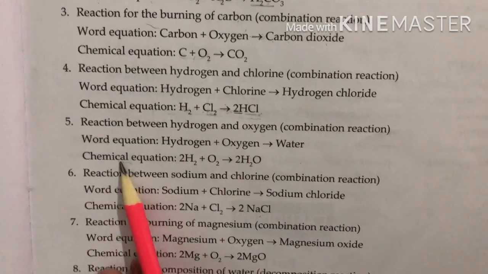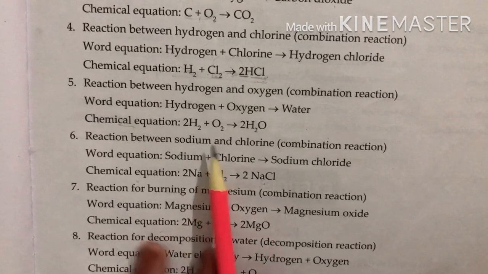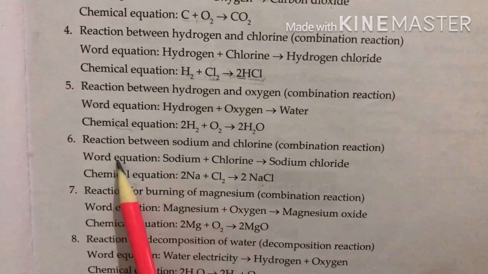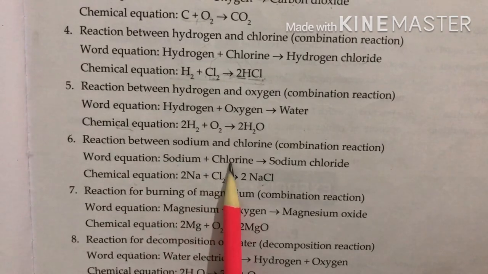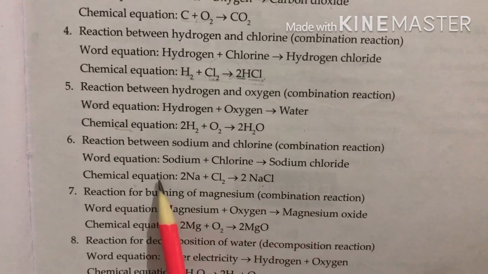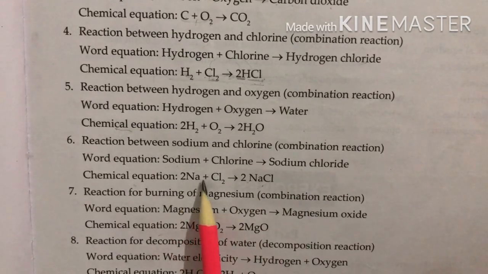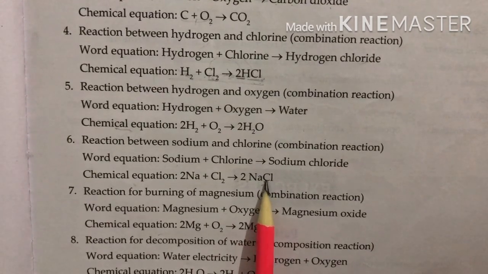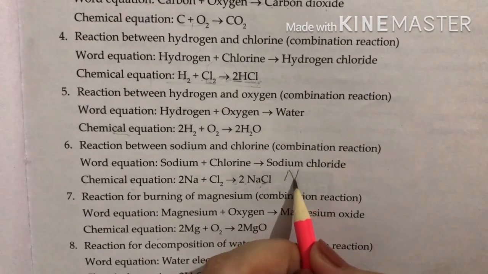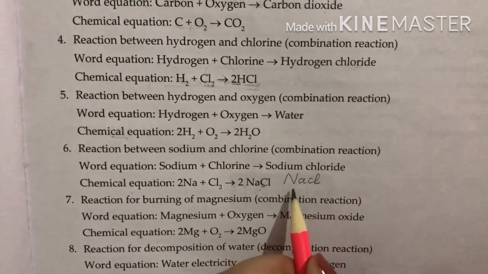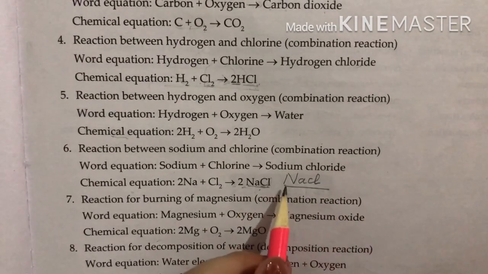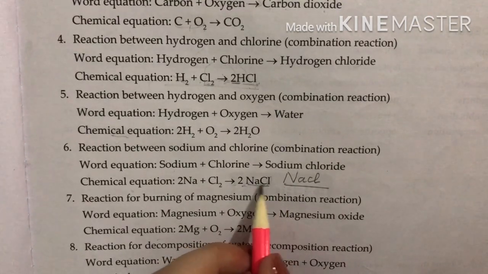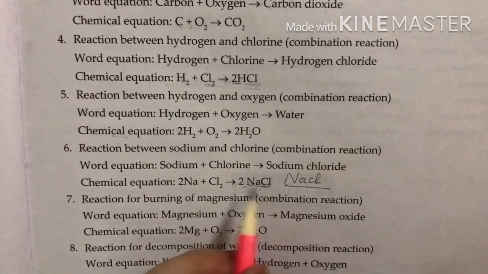Next is the reaction between sodium and chlorine. This is also a combination reaction, and here you can see the word equation: sodium plus chlorine gives sodium chloride. Its chemical equation is 2Na plus Cl2 gives 2NaCl. The C in Cl is always capital. If we write it as Ncl with a small c, it is a wrong formula. It is always written as Na and capital Cl, meaning sodium and chloride.